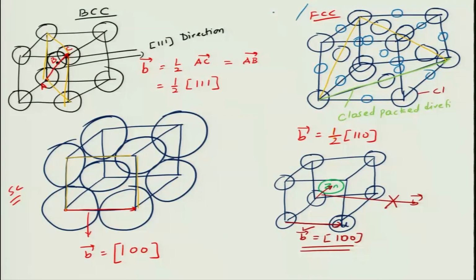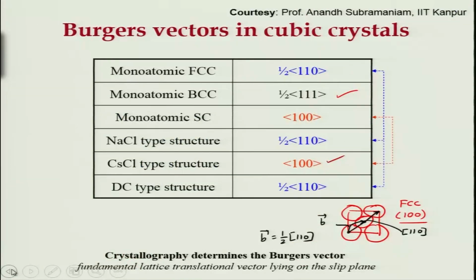So, this is for both FCC as well as NaCl. Diamond cubic is again an FCC kind of structure, so you again need to follow the half 1 1 0 type of vector. So, these are the directions which you need to follow for Burgers vectors in crystals. This gives you a fairly good idea about what the dislocation characteristics are in crystals.